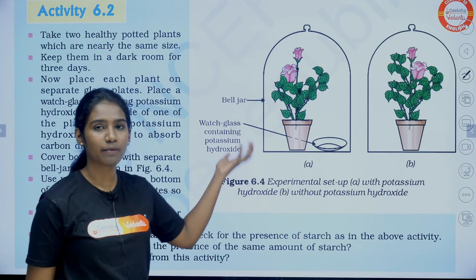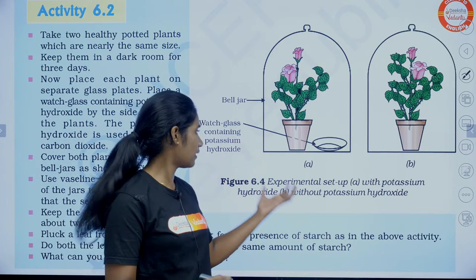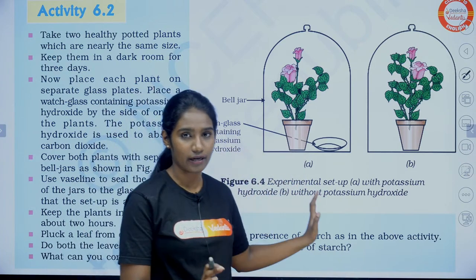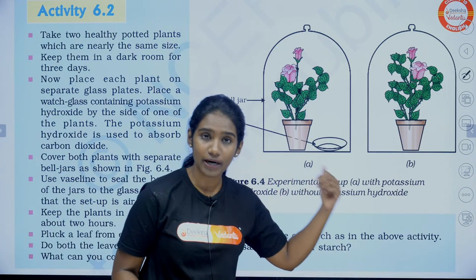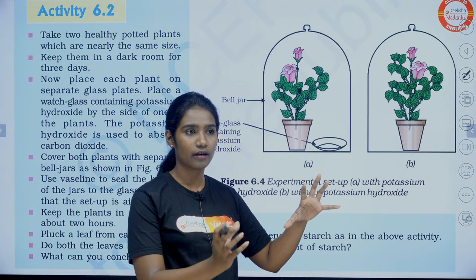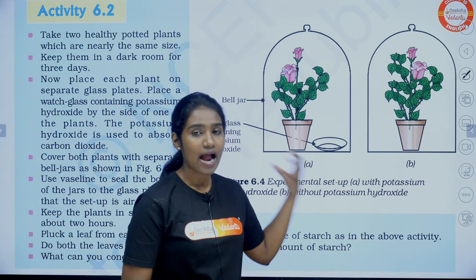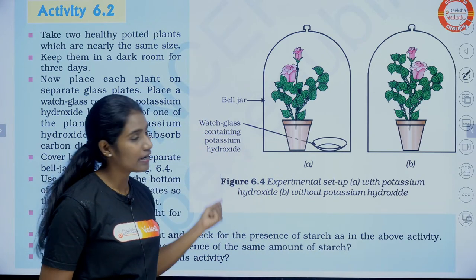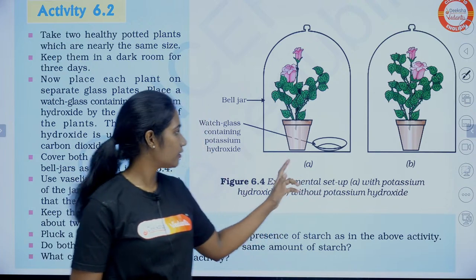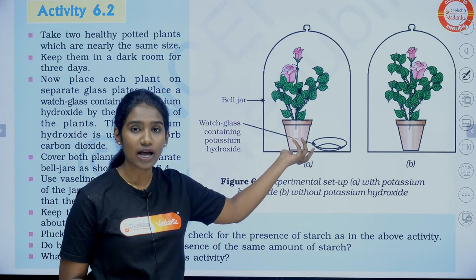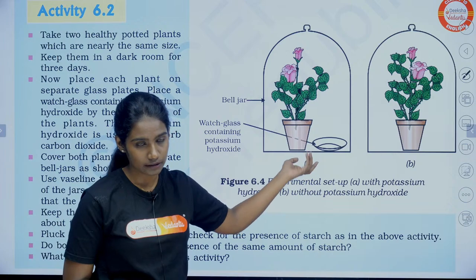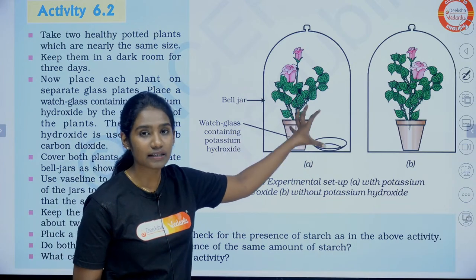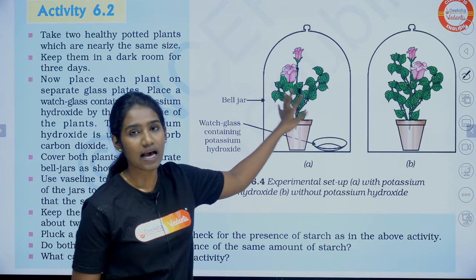Again, the same thing. Before taking it for the experiment, this plant was taken care of really well, where there was proper availability of sunlight. It was kept in a well-ventilated area, and it was nourished properly with water. Okay, and then we are taking this for the experiment, which means that the plant would already have performed photosynthesis. So as of now, the plant has starch content in it.